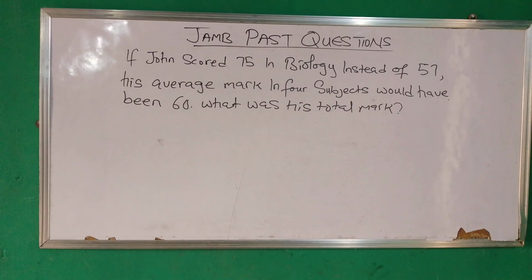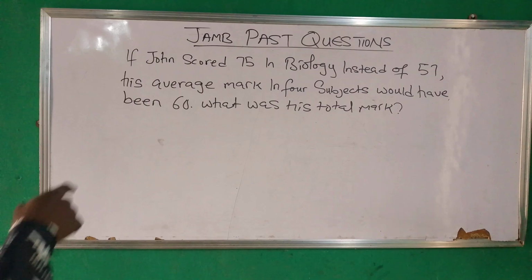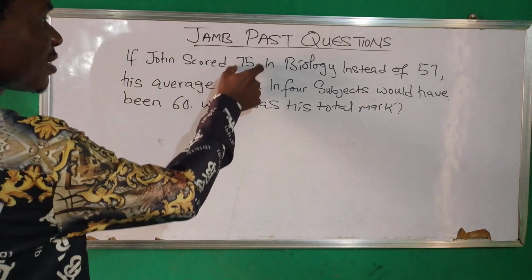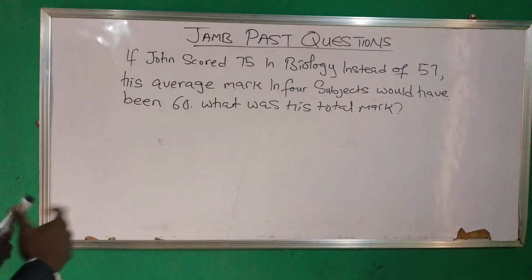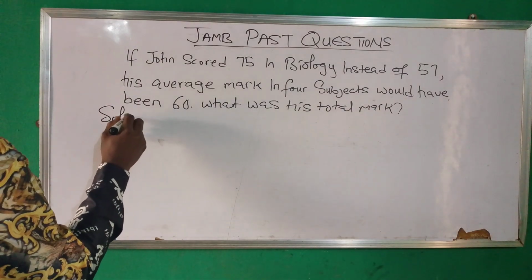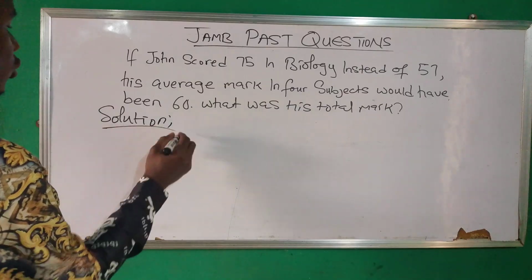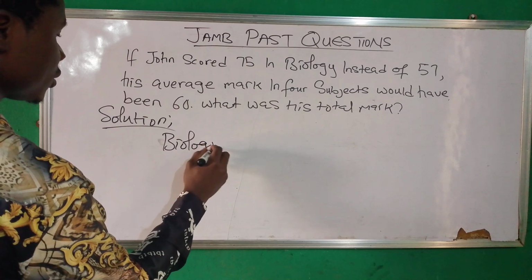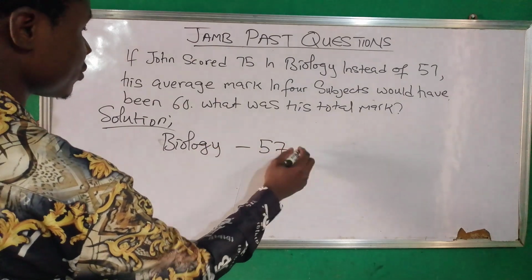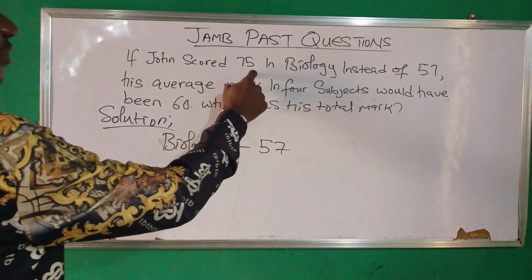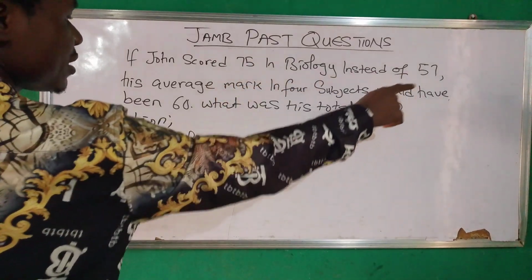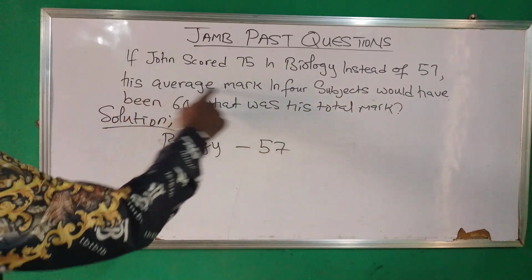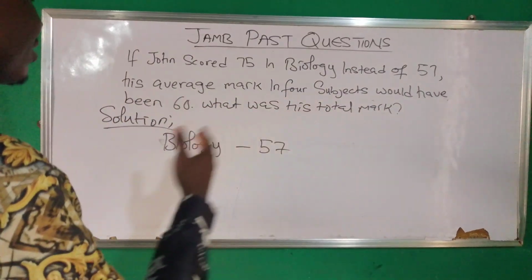To solve any question under word problem, you have to try as much as you can to understand what the problem is talking about. What this question is saying is that if John had scored 75 instead of 57, meaning that John's score is actually 57. So what John scored in biology, John scored 57. But if he had scored 75 instead of this 57 that he actually got, his average mark in 4 subjects would have been 60.